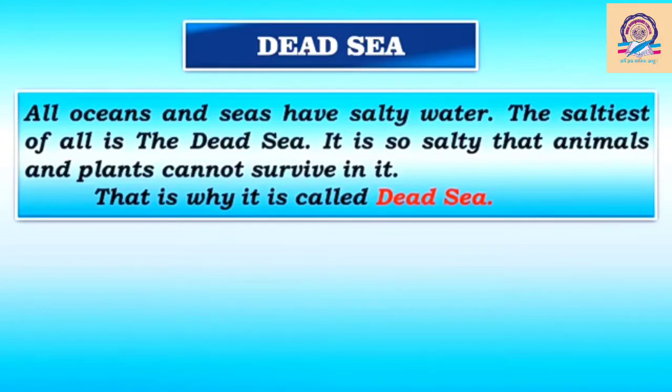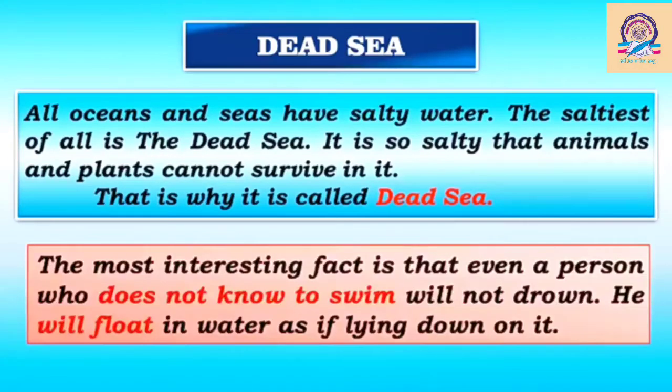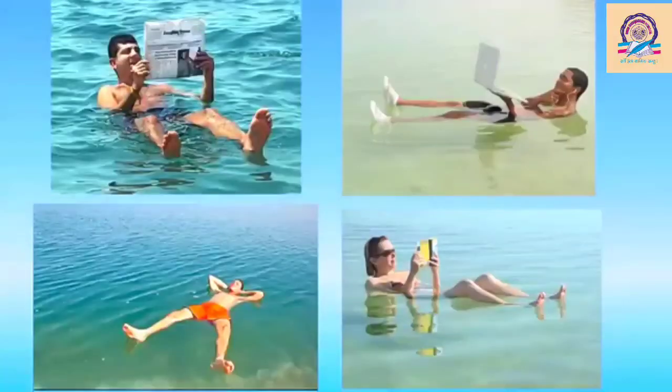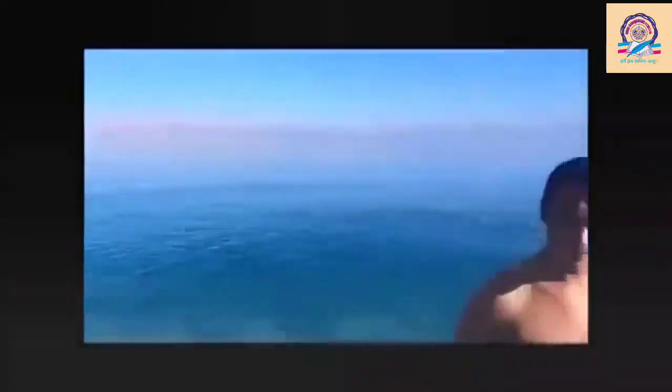All oceans and seas have salty water. The saltiest of all is the Dead Sea. It is so salty that animals and plants cannot survive in it. That is why it is called Dead Sea. The most interesting fact is that even a person who does not know to swim will not drown. He will float in water as if lying down on it. These are the pics of persons floating in Dead Sea. I'll show you a video of a person floating in Dead Sea.